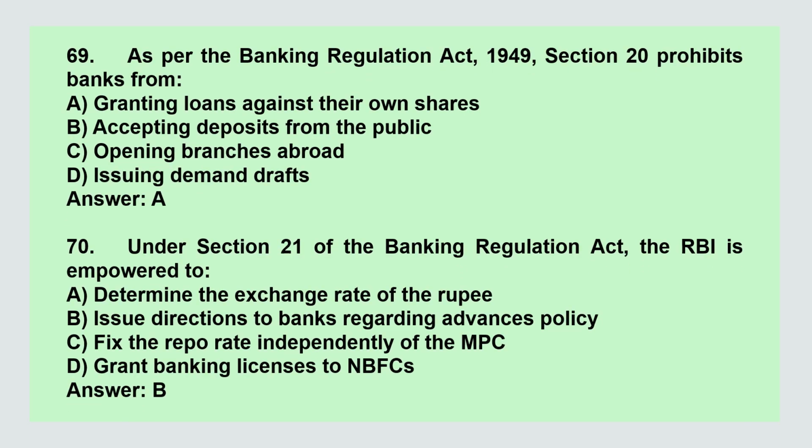The Banking Regulation Act 1949, Section 20 prohibits banks from answer A, granting loans against their own shares. Under Section 21 of the Banking Regulation Act, the RBI is empowered to answer B, issue directions to banks regarding advances policy.